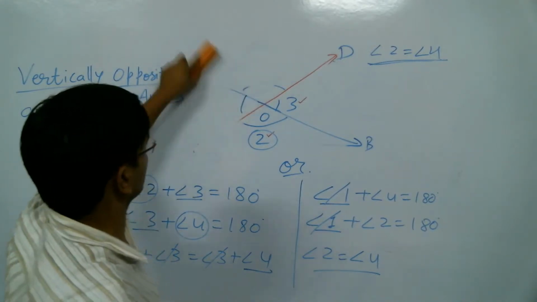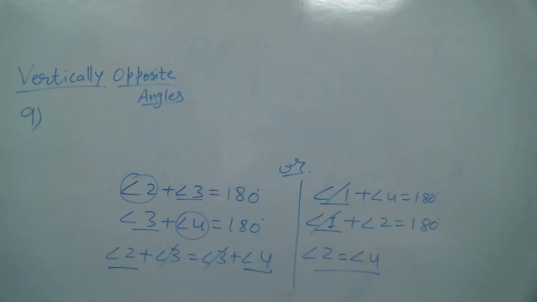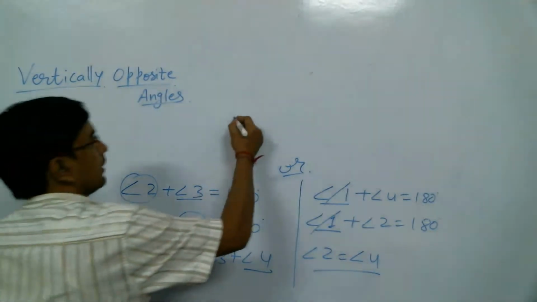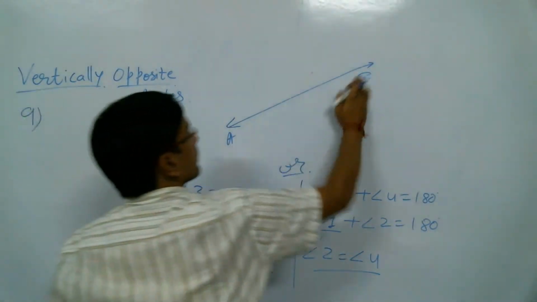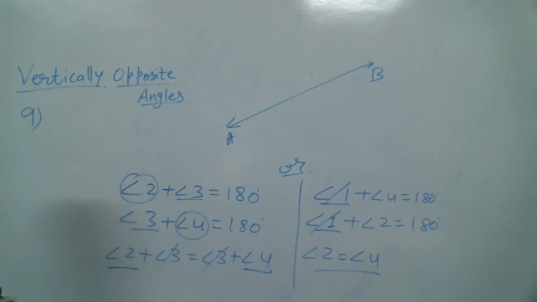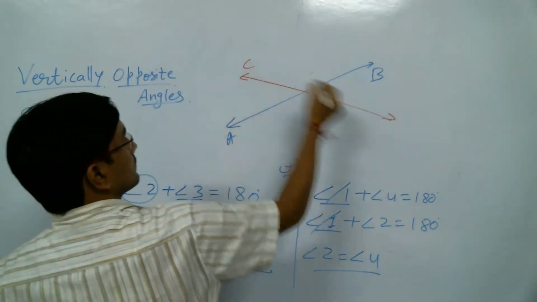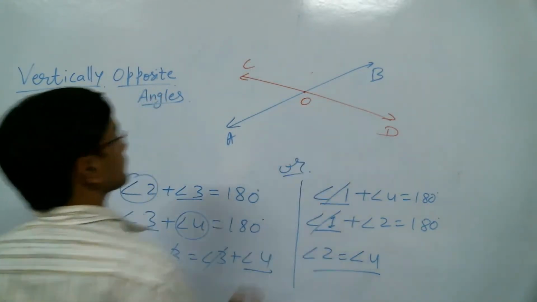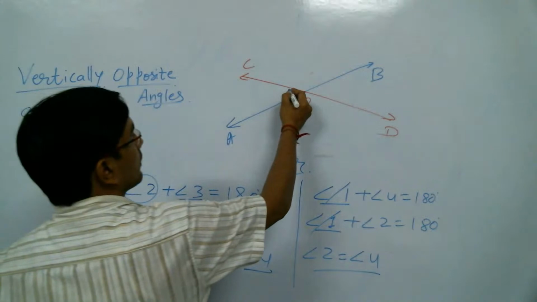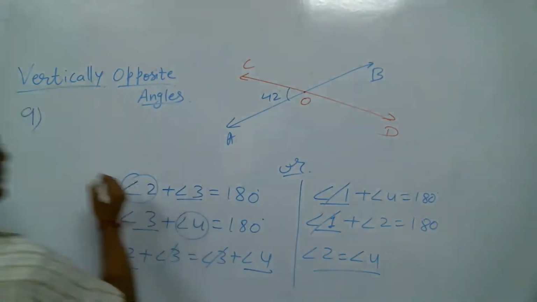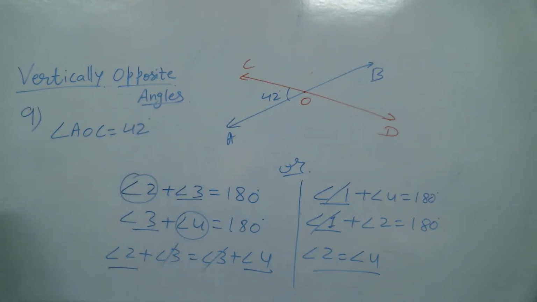Here in the textbook they are given in a different manner. We draw the same. We have a line AB here and another line CD. Now angle AOC is given as 42 degrees. This angle AOC is equal to 42 degrees.